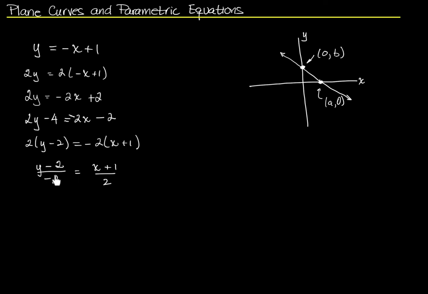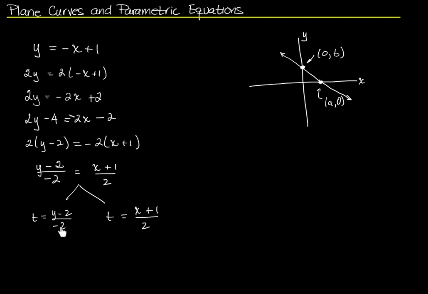Now, I've got two expressions here that are equal to each other. I could have done this at any point along the way, but I'm choosing to do it here for a reason, so just bear with me. At this point, I have two expressions that are equal to each other, and so I'm going to say that both of them are t. So I have t equal to (y minus 2) over negative 2, and t equal to (x plus 1) over positive 2. Now I'm going to continue with my algebra.